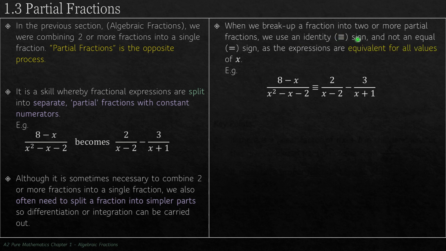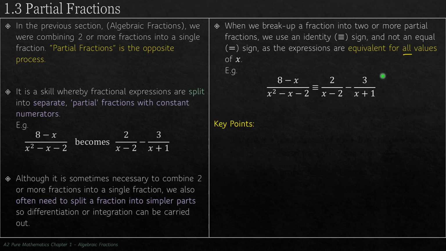When we break up a fraction into two or more partial fractions, we use an identity sign, not an equal sign, as the expressions are equivalent for all values of x. Not just some values of x, but all values of x. So going back to the previous example where I used the word becomes, I'm now going to use the proper symbol, the identity symbol. So it means for all values of x, the left-hand side and right-hand side of this gives you the same values. We call it an identity.